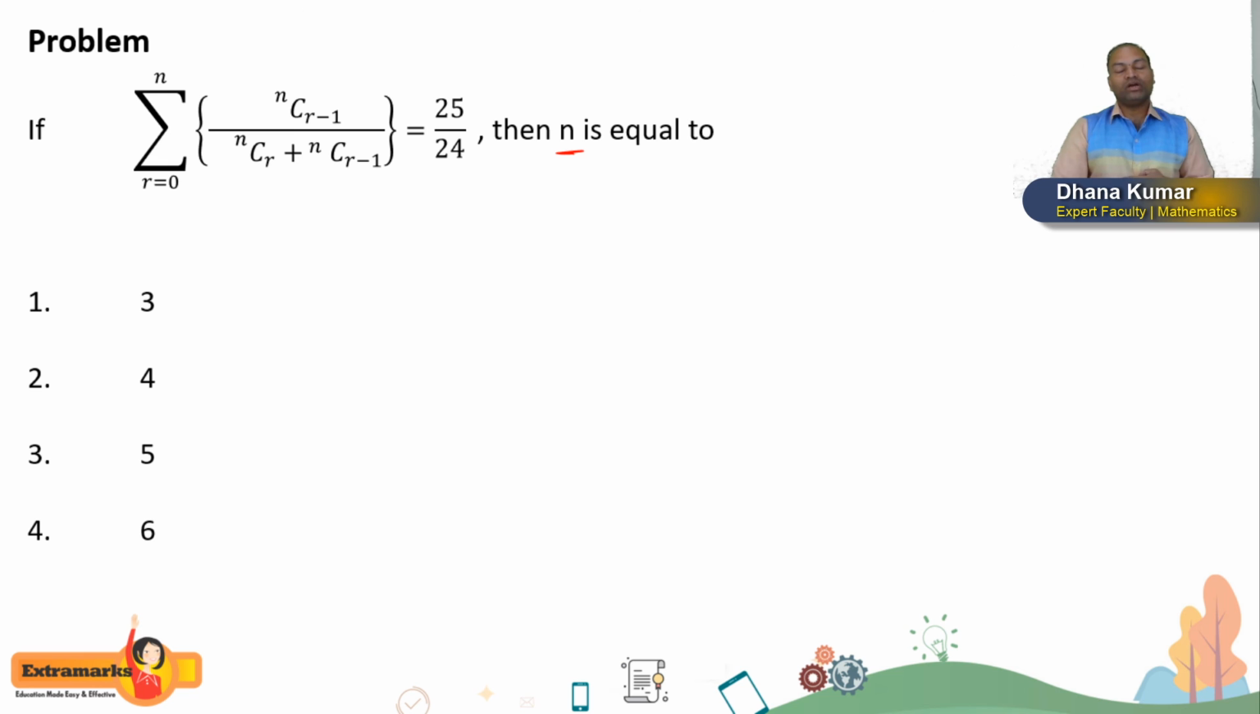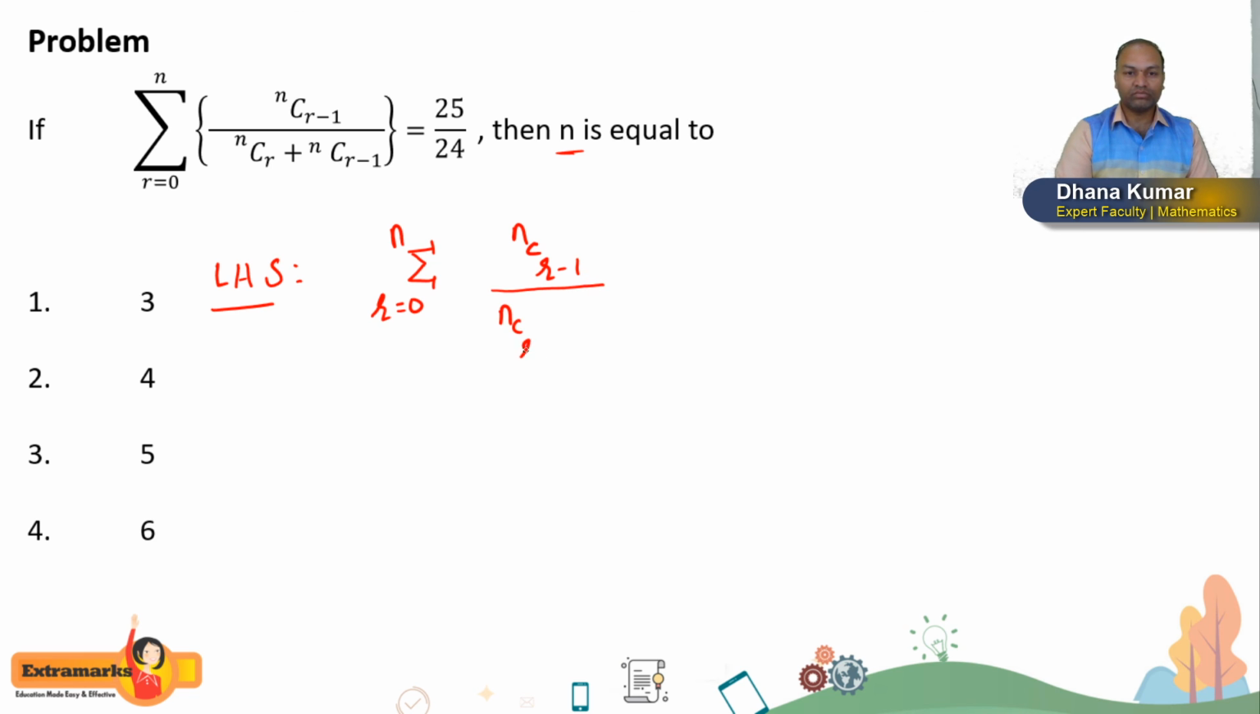Procedure understood? Okay. Now I'm not using the options verification process here. Now let us go for the general procedure only. Fine. Okay. Let us see. I'm taking the left hand side part, that is sigma r ranging from 0 to n, nCr minus 1 by nCr plus nCr minus 1. Okay.